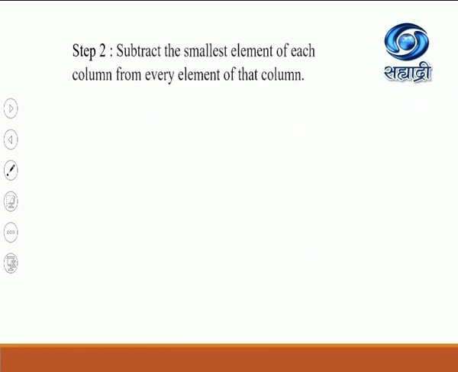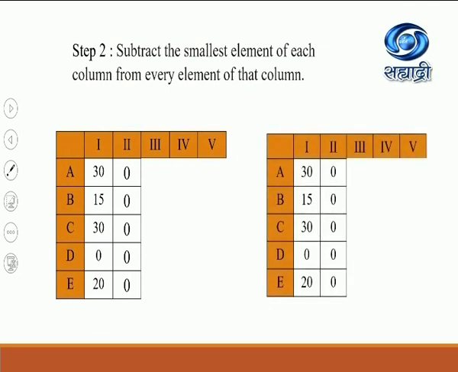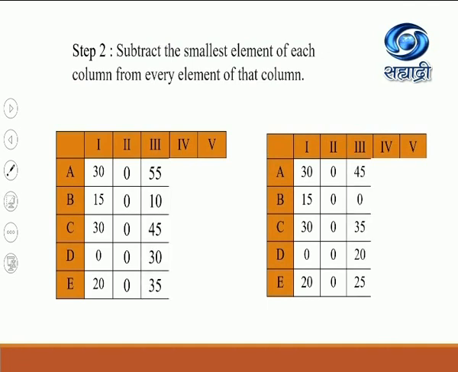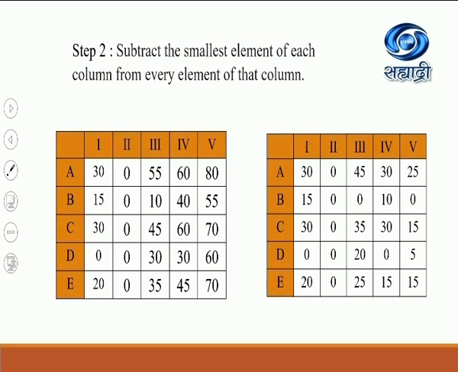Now we go for the column minimization technique. So check in the first column, the smallest element is 0. Second column also smallest element is 0. Third column, the smallest element is 10. So let us subtract. We get 45, 0, 35, 20 and 25. Next column, the smallest element is 30. So after subtracting, we get 30, 10, 30, 0 and 15. Last column, we get the smallest element as 55. So after subtracting, the next column is 25, 0, 15, 5 and 15.